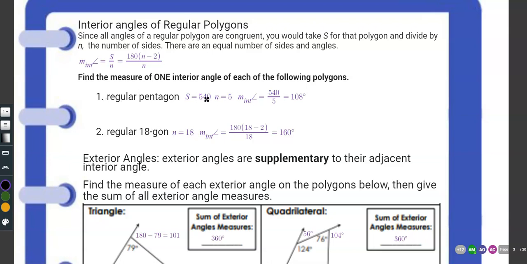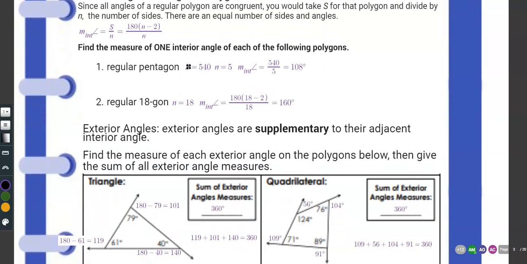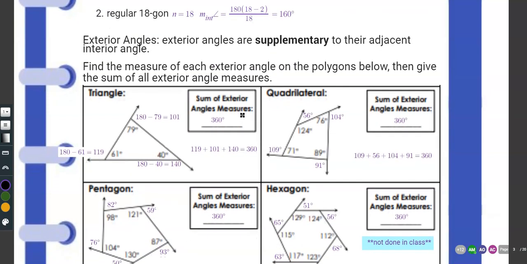So for number 1, we had S is 540 because it was a regular pentagon. N is 5. We took 540 divided by 5 and we get 108 degrees. For the regular 18gon, we don't already know what S is, so we'll just take 18 and plug it in to 180 times 18 minus 2, all divided by 18 to get 160. So that's our interior angles.